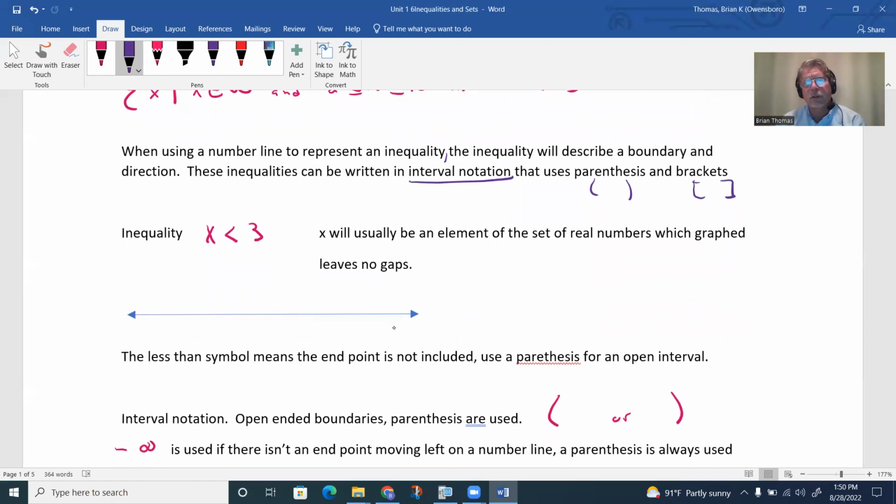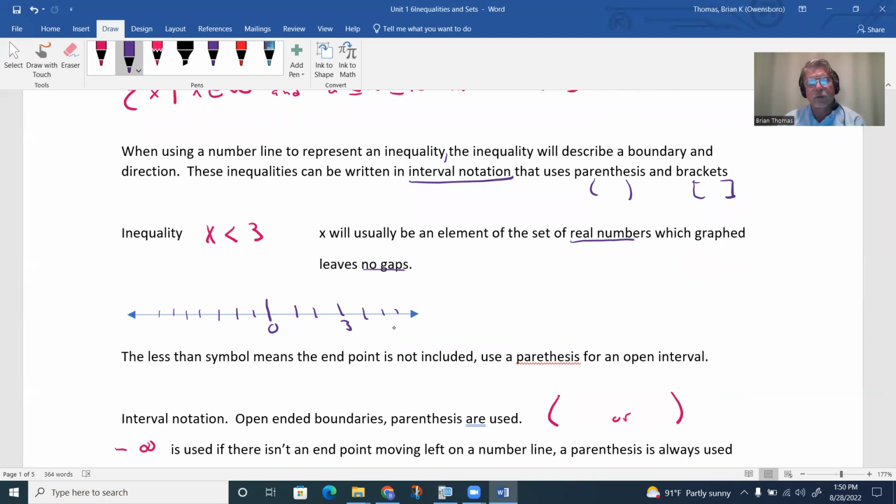And when we do that, we're talking about the set of real numbers. We use the set of real numbers because when you graph it, it's not going to leave any gaps. So if I want to graph this on a number line, I usually put 0 out here as a starter, and then 3 would be to the right of 0. So 1 tick mark, 2 tick marks, 3 tick marks. I can put a few more tick marks out there if I want, but the most critical one is where the 3 is.